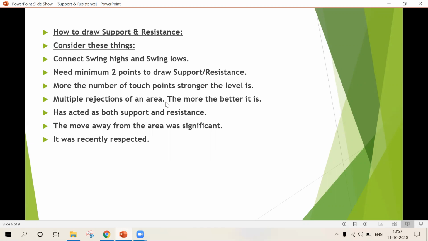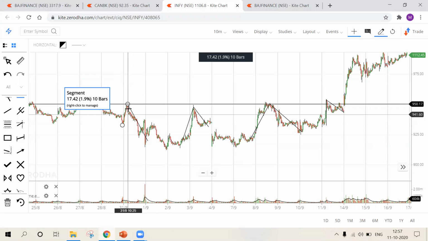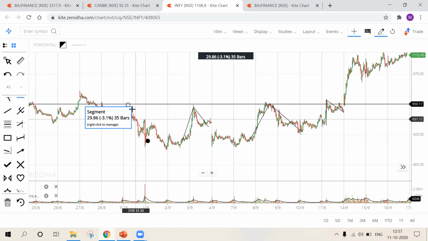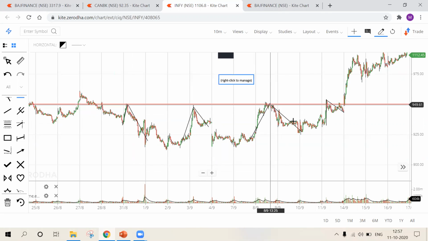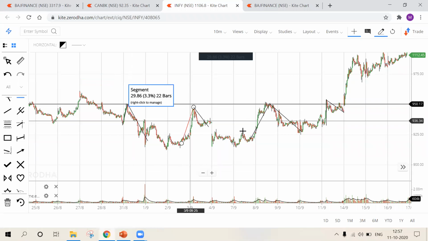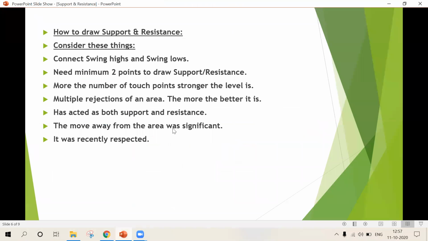And multiple rejections of an area, the more the better. I already explained that a rejection is nothing but this: from this level, price moved downward. This is again the second rejection, it moved downward. This is again the third rejection, it moved downward. So that is rejection, and you need to have more rejections. More rejections means more touch points, and more touch points imply a stronger level.